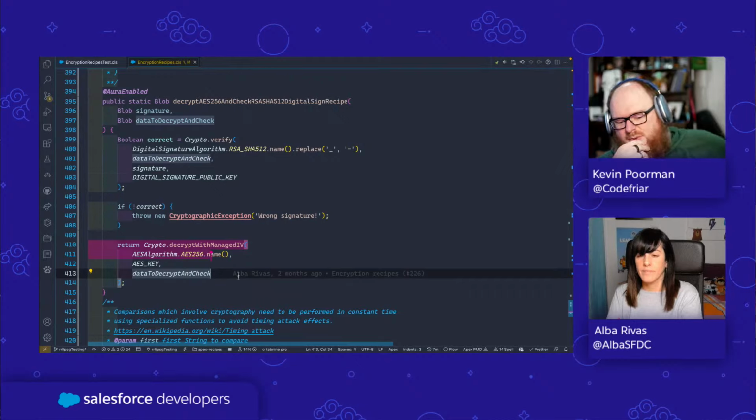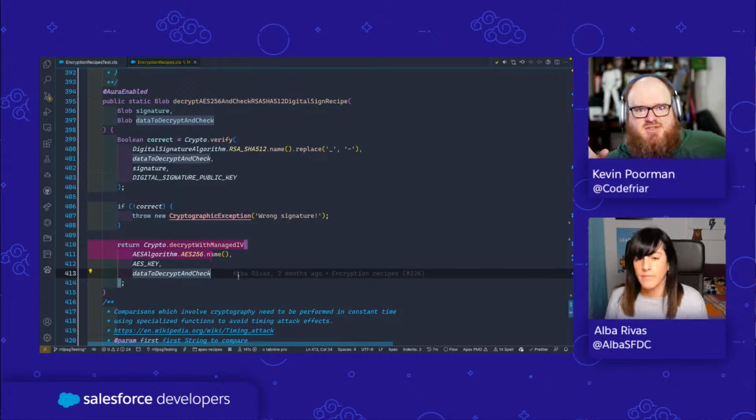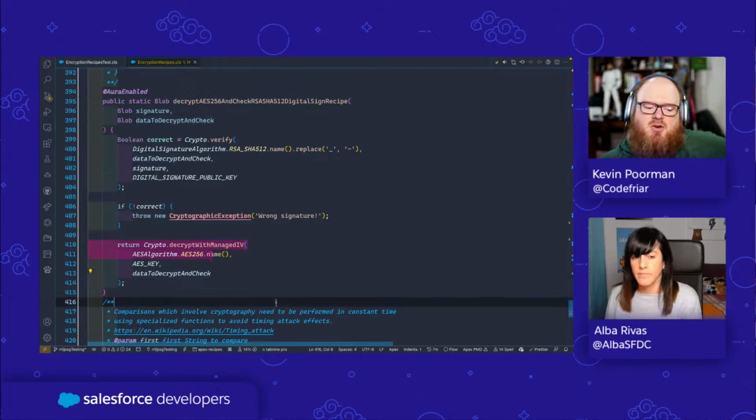So we can do this round trip though. We can encrypt and sign, and we can decrypt, and we can check the signature and then decrypt, if that works out.